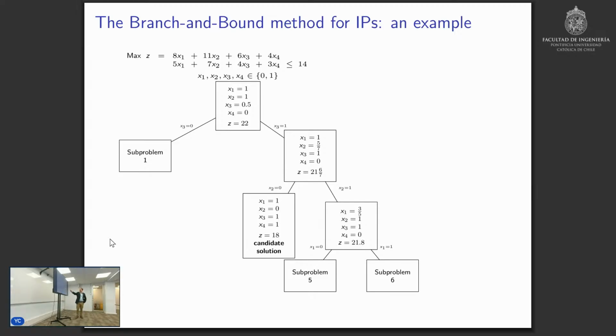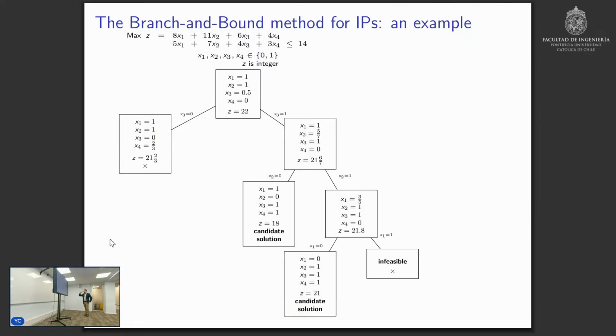Now, if we look at the other branch, we solve, and again we get a fractional solution. x1 is fractional, and so here what we do is we branch again on x1, and here we have another candidate solution. But in this case, the objective is better than this one. Here we're maximizing. So now we can drop this, and we keep this candidate. This is our new candidate solution. And if we branch here, you can see that if you turn on x3, x2, and x1, then you're not satisfying the linear constraint. So that's infeasible, and you can just forget about this part.